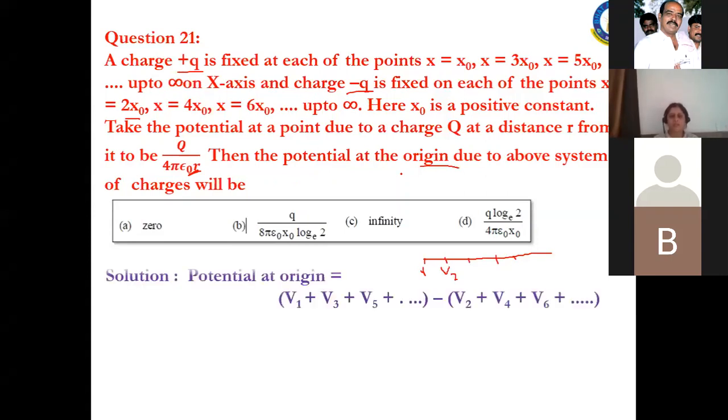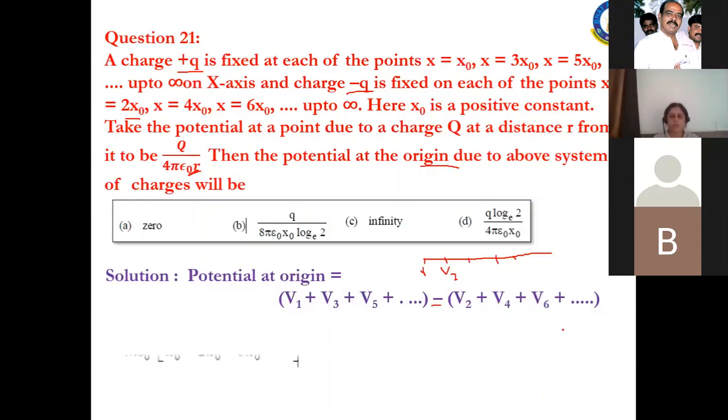So we'll see the solution step by step. Potential at the origin will be, due to all positive charges, V1 plus V3 plus V5 and so on up to infinity, minus due to all the minus q negative charges, V2, V4, V6, sum of all of them, up to infinity.